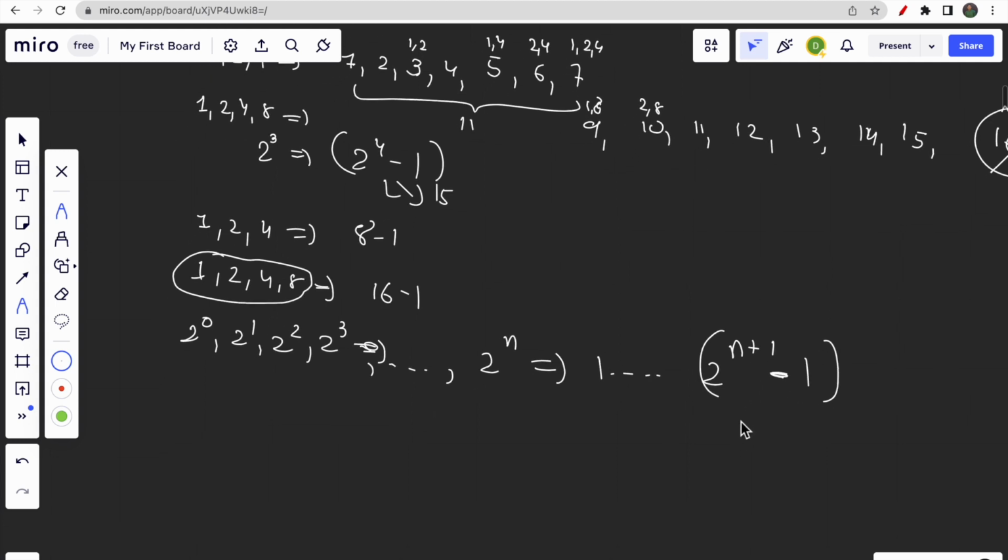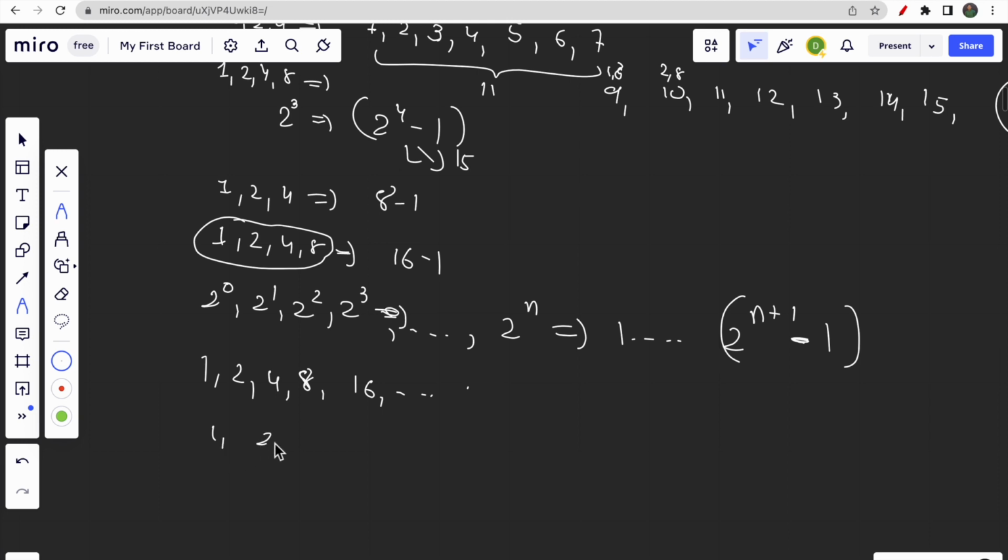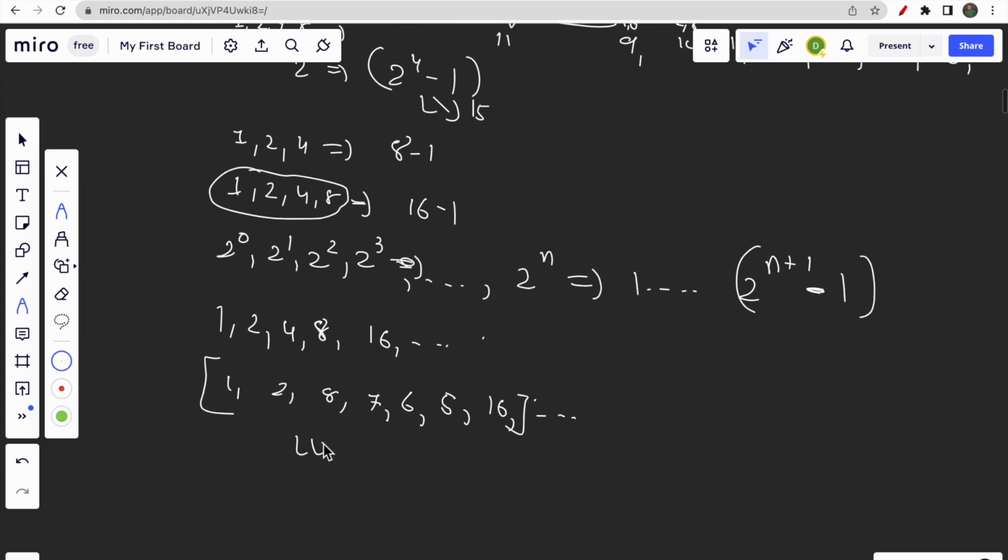Okay, so here what we need to check is: is 1 present, is 2 present, and the next powers are 4, 8, 16. Is this power present or not? And the first power that is not present would be our answer. So let's say you have some sequence like 1 2 6 8 7 6 5 16. So this is the given nums array, but is 4 present? No, 4 is not present, so our answer is 4.